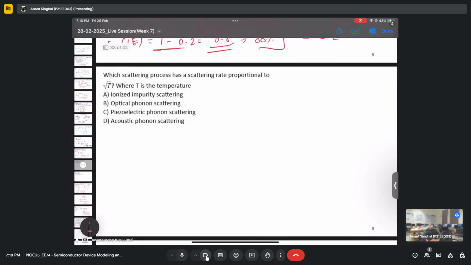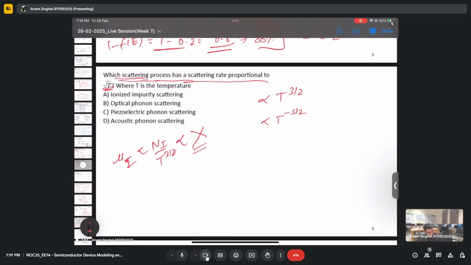Yeah. So we have also covered the scattering process. Which scattering process is proportional to root T? We have just checked one is greater than and one is minus 3 by 2. So it is asking which one is proportional to under root T. First of all, we had two types of scattering, one was the impurity and one was the lattice. For impurity, what was the proportionality? It was minus 3 by 2. Yes. So impurity cannot be the answer.